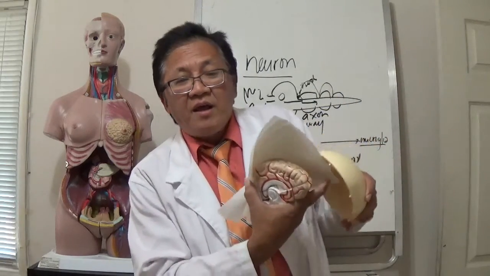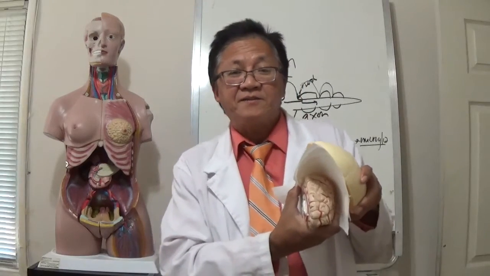Now what do you call the space between the dura and the bony cranium? It's called the epidural space. What do you call the space below the dura? It's the subdural space. What does sub mean? Below. Now what do you call the space below the arachnoid? It's called the subarachnoid space.